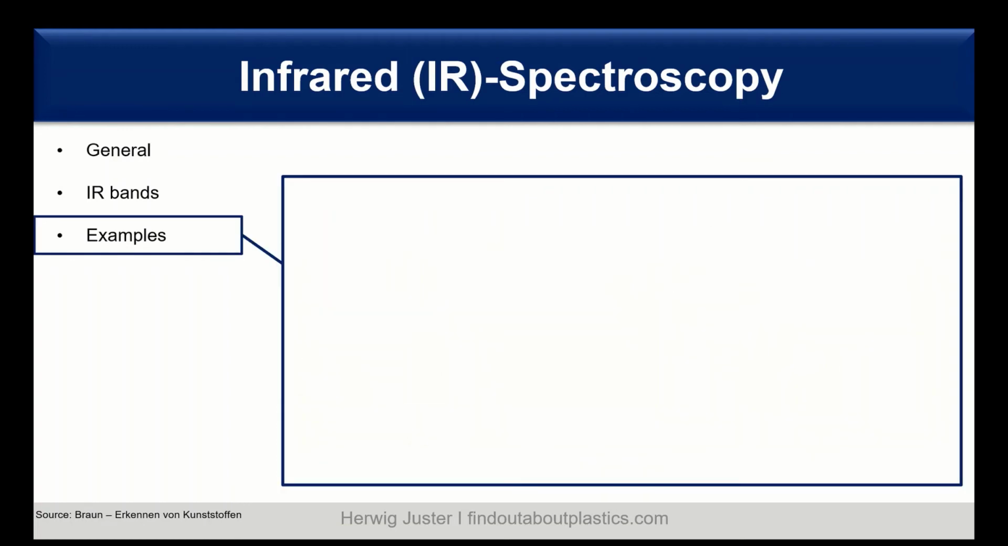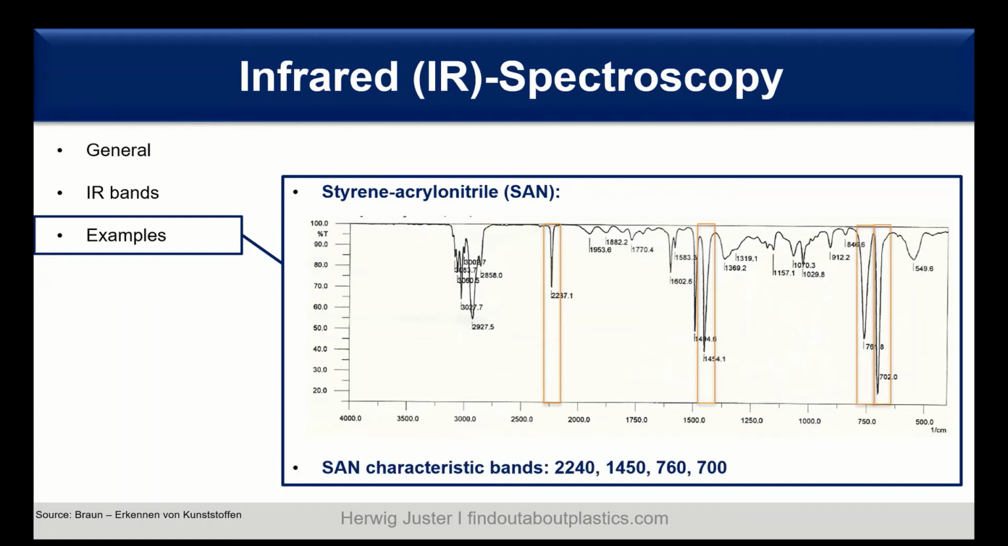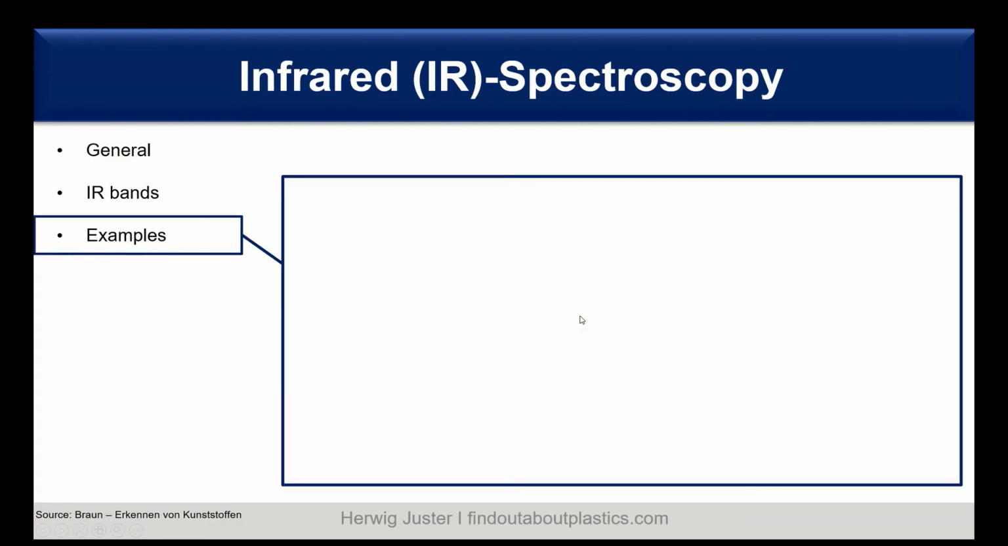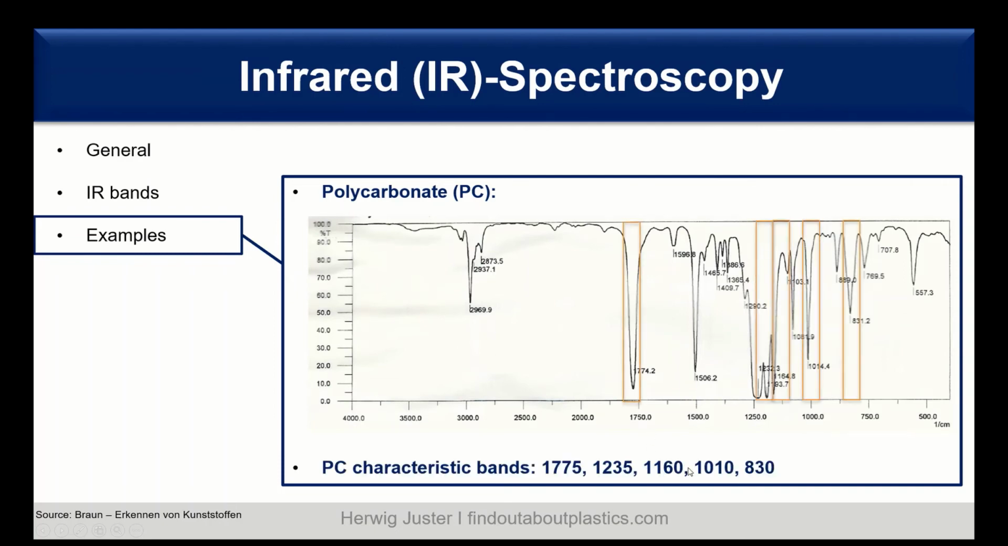And when we continue with another example, styrene acrylonitrile, here we have a similar band. So additionally to the 1450, 760 and 700 we have 2240. So those are the 4 you have to look for when you see such a curve. And polycarbonate, also well known, amorphous engineering plastic. Here again the curve, and here we have several, so in total 5 bands which are characteristic for polycarbonate to look for.